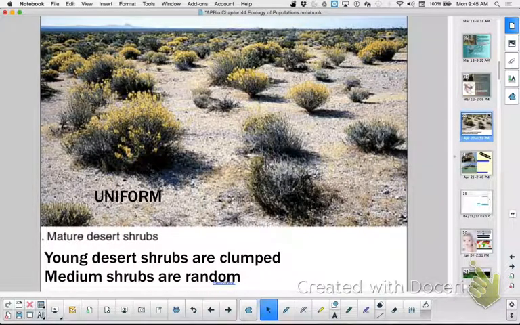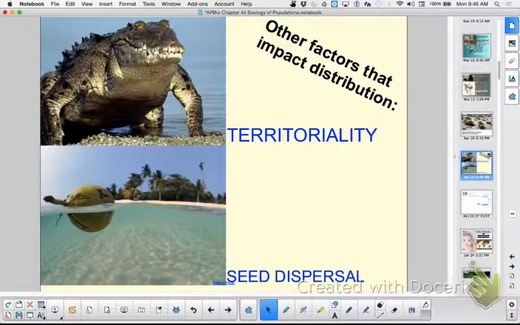Okay, and this is one that changes during its lifetime. These shrubs tend to be clumped when they're young, probably where the seeds come out, right? And then medium shrubs are random, and then by the time they're mature, it's very uniform. So again, changes throughout its lifetime. And then other things can affect it. Territoriality. If there's somebody who's controlling a territory, then you can't be in that area. And things like seed dispersal and what's in the environment in order to get from one area to another.